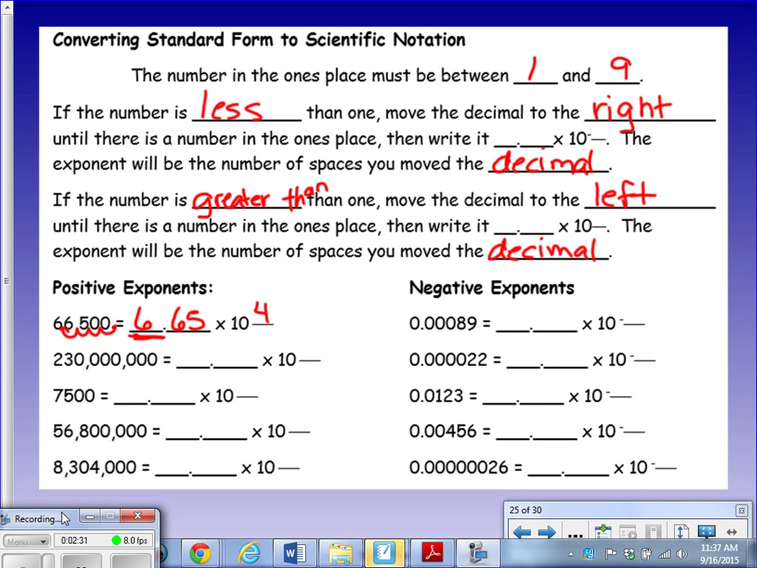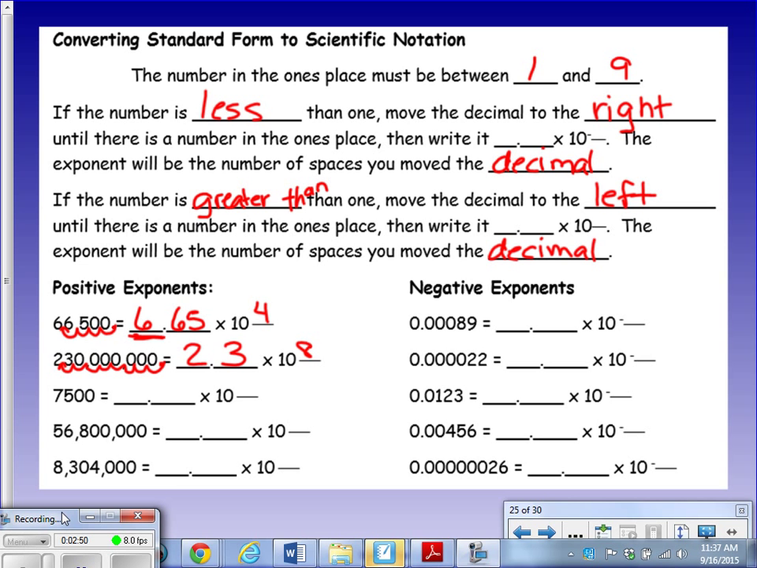Now let's take a look at the next one. Again, the decimal is at the end. Let's see how many spaces we're going to have to move that decimal. 1, 2, 3, 4, 5, 6, 7, 8. So I'm going to go ahead and put my exponent there now so I don't forget. I moved it 8 places. And I'm going to write 2.3 times 10 to the 8th power.